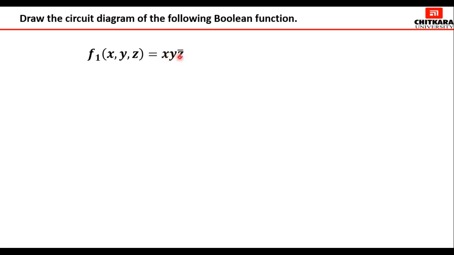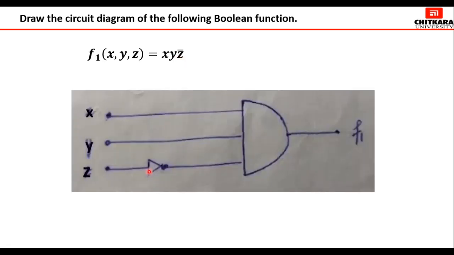Since all three inputs have been combined with the help of a dot, which logic operator do you want here? You need an AND operator, right? So let's look at the circuit diagram. We have x, y, and z. But I need z complement, so in front of z I am putting a NOT gate. This will give me z complement. Then I combine all three with an AND gate, and the final output is my function F1, which is x into y into z complement. Clear? Okay, so this was a very simple exercise.